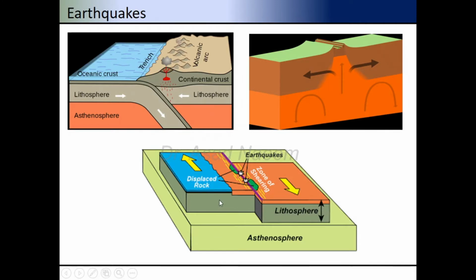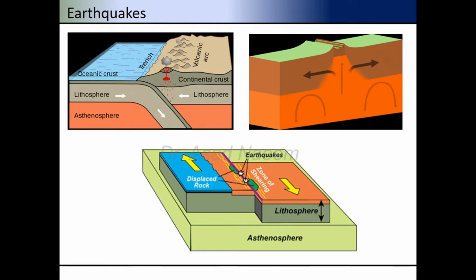The second type of boundary is called a divergent boundary. It is also called a constructive boundary. It exists between two tectonic plates which are moving away from each other, causing molten lava and molten magma to come up and construct a new surface. So that's why they are also called constructive boundaries.